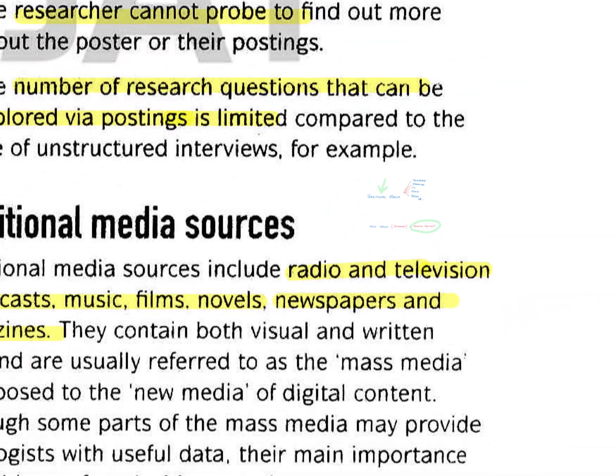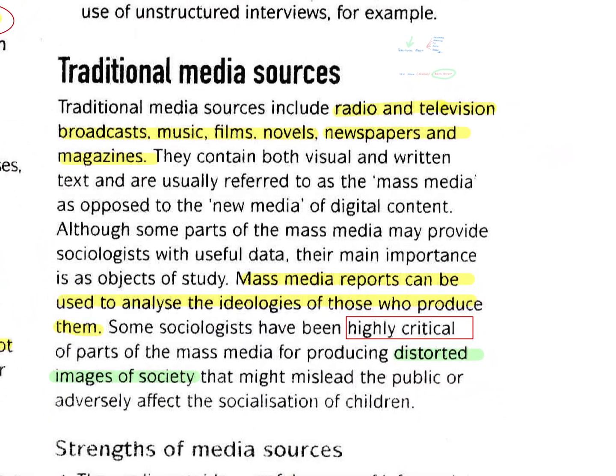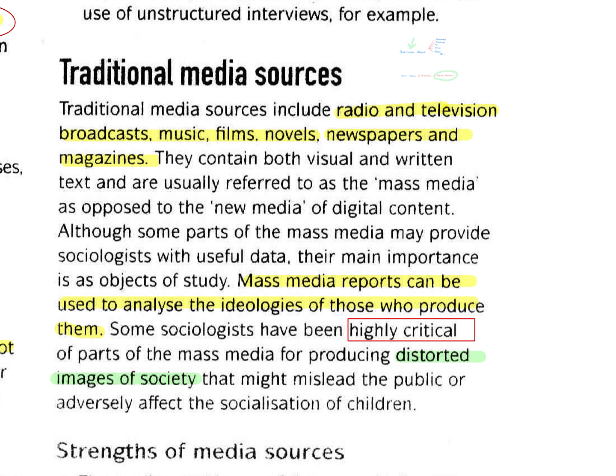To get started with this, traditional media sources include radio and television, podcasts, music, films, novels, newspapers, and magazines. They contain both visual and written text and are usually referred to as the mass media. Now, why are they referred to as the mass media? Because they cater to the masses.